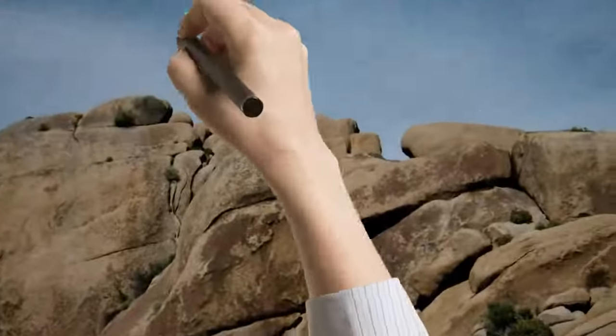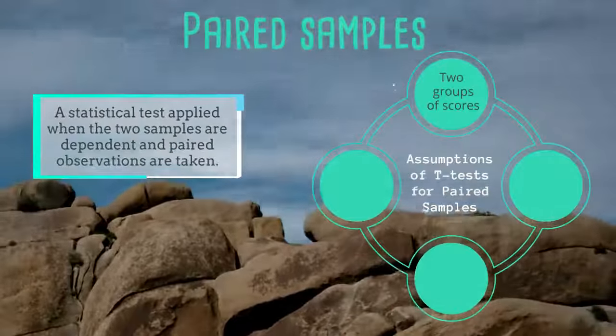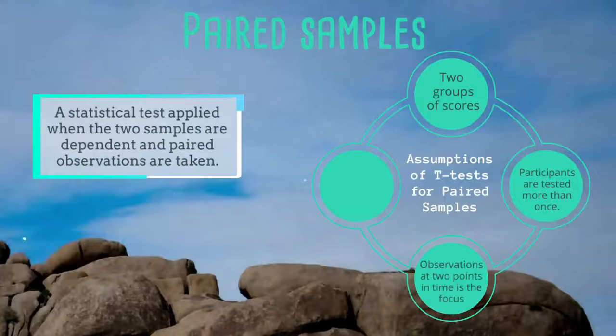Now let's look at the paired samples t-test, which is a statistical test applied when the two samples are dependent and paired observations are taken, where there are two groups of scores, participants in the group are tested more than once, observations at 2 points in time are the focus, and differences between the two are subtle.